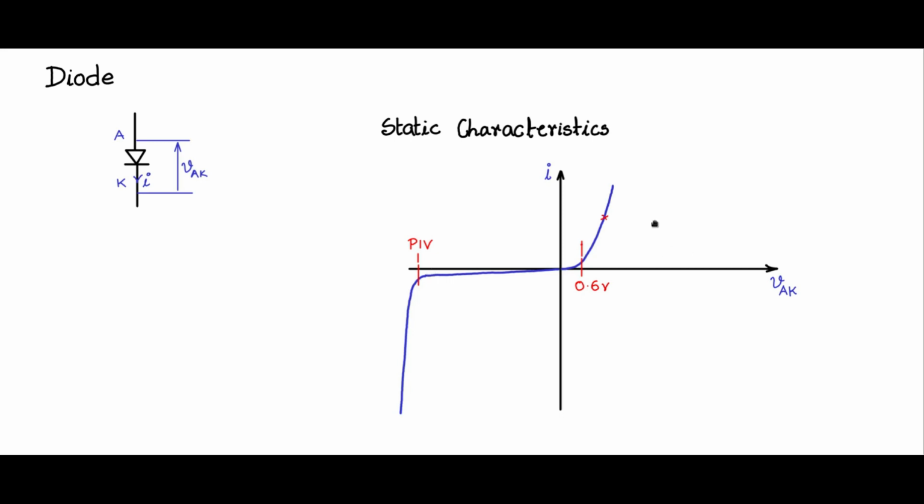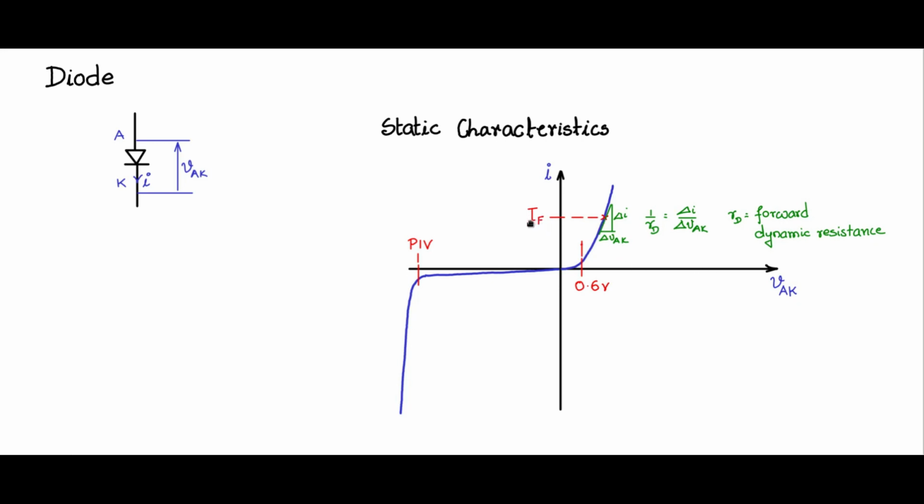There is another important parameter. Take an operating point at any given current and then take the slope at that point, which is delta I by delta VAK. Delta I by delta VAK is nothing but 1 by RD, where RD is the dynamic resistance at that operating point. So it's a forward dynamic resistance at that operating point where the current is some value IF.